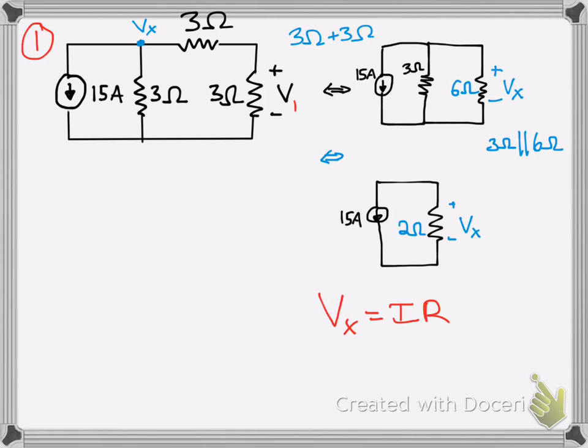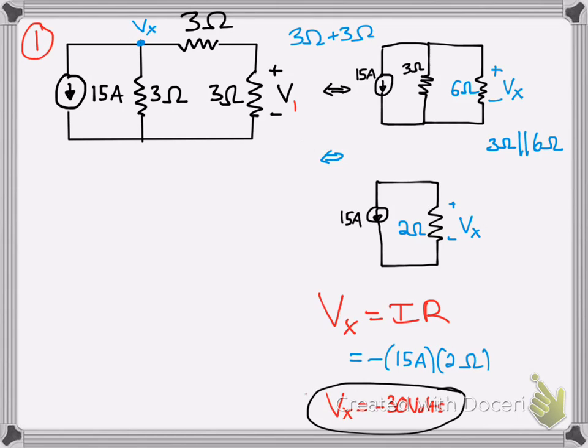We can find the voltage from V equals IR, Ohm's law. Notice the current is flowing counterclockwise, so that's going to be the negative direction in this case, and I'll explain why in a little bit. Then we multiply by our equivalent, which is 2 ohms, and we get negative 30 volts for Vx. But we're not looking for Vx, we're looking for V1.